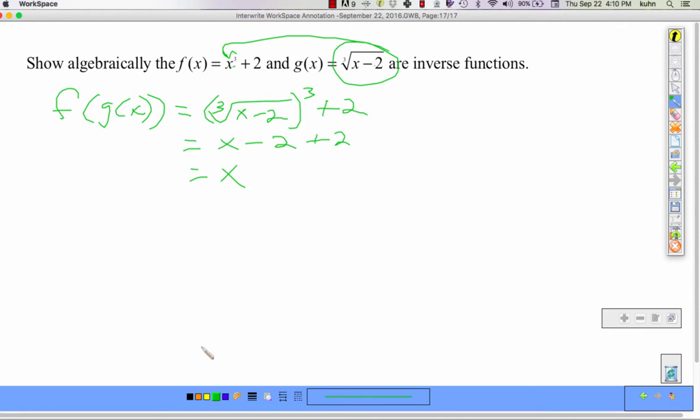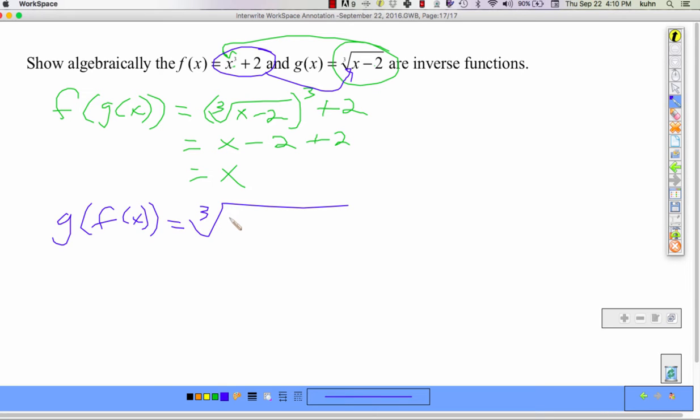And if we went the other direction it would be g of f of x, which means I'm taking the f function and shoving it into the g function. So I have the cube root of x cubed plus 2 minus 2, and you can see them getting undone. Plus 2 minus 2, I get the cube root of x cubed, which is plain old x. So when they ask you to show by using the composition of functions that two functions are inverses, you are doing f of g of x and it comes to x, g of f of x comes to x.